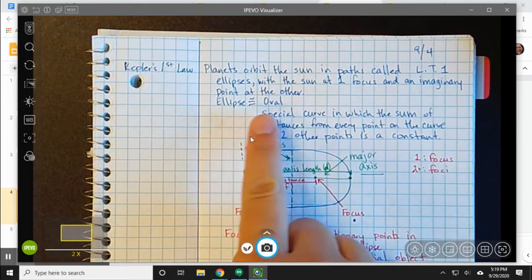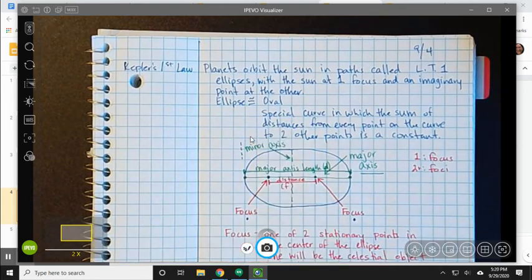An ellipse is more or less an oval, but it's a special kind of oval. It doesn't look like an egg. It's more even on each side, and it has a special mathematical definition. So it is a special curve in which the sum of the distances from every point on the curve to two other points is a constant.